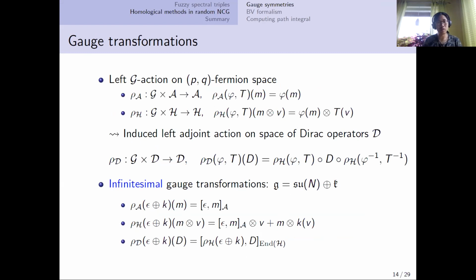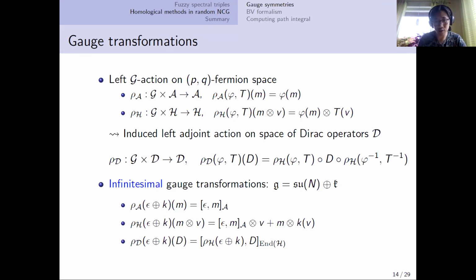Right. So now that we have the gauge group, we want to look at the gauge transformations. We obtain a natural left G action on the PQ fermion space. Acting on the algebra, we just apply the phi, basically. And acting on the Hilbert space, we again just apply the phi and the T. So this is direct. And this induces a left adjoint action on the space of Dirac operators. It's just given by this adjoint action here. And one can describe this quite explicitly, so this phi here is basically given by acting with an adjoint action.